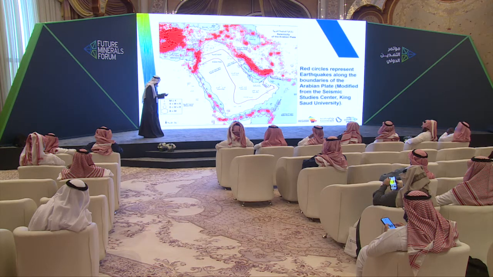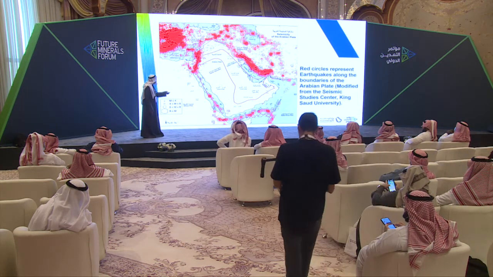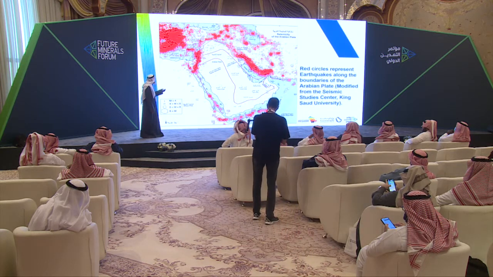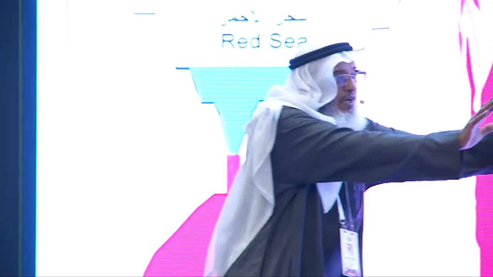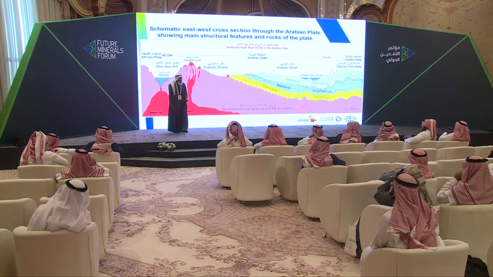During its run, it is colliding with the Iranian plate, the Turkish plate, and the East Mediterranean plate. Along these boundaries, earthquakes happen due to the movement, due to the Arabian plate hitting the other plates. What about the center? It is safe. Anyway, this is a cross-section of the Arabian plate: Africa, Red Sea, Arabian Shield, Arabian Shelf, Arabian Gulf, and Zagros Mountains. This cross-section shows how the Arabian plate is pushing and forming the mountains there. And of course, earthquakes.